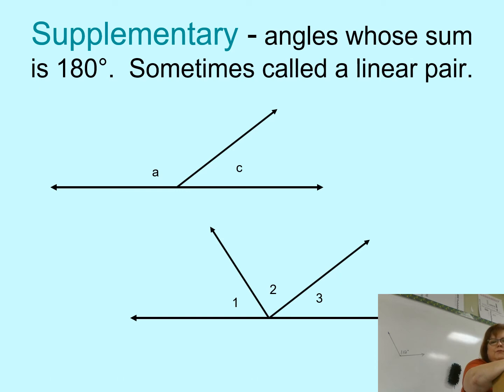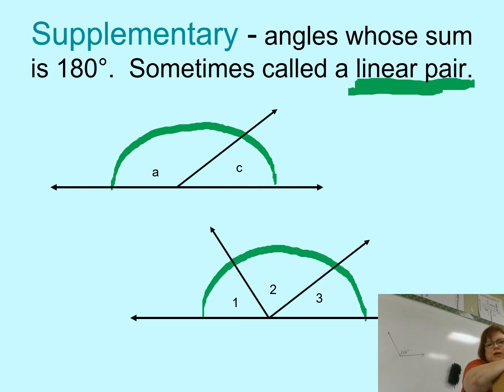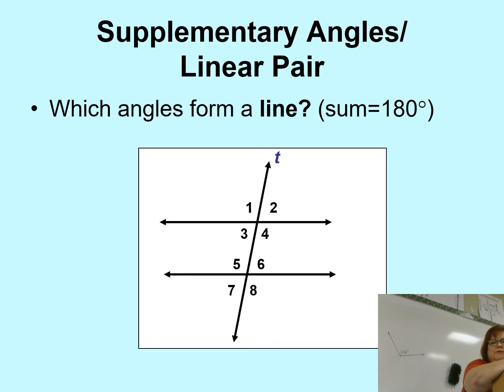Supplementary is like a linear pair, but it doesn't have to be just two. It could be more than two, or it could be two. It's the same exact thing. It's going to make 180, or all three would make 180. Supplementary angles are going to add up to be 180.